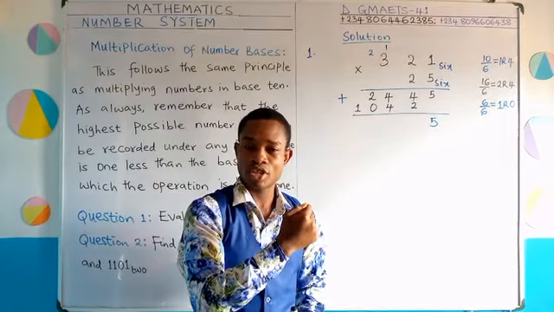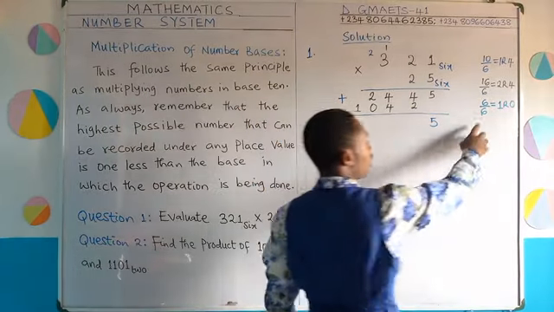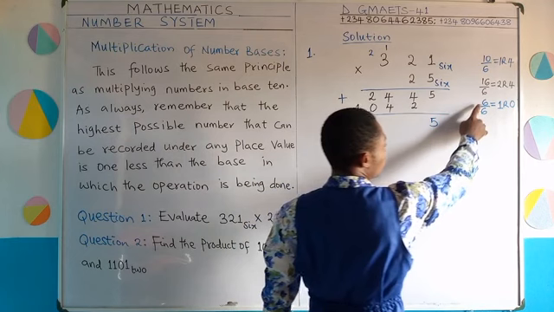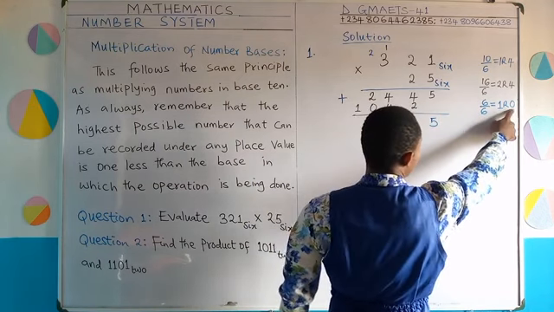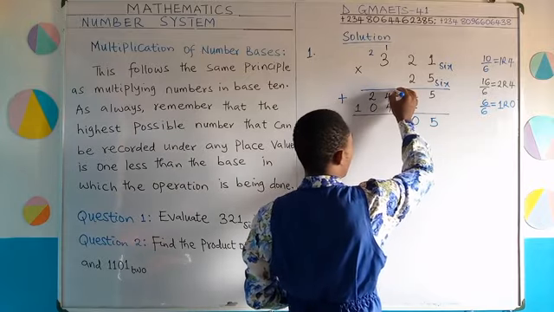Remember, this calculation is done in base 6. You cannot record 6 down there. So you come and check your division. 4 plus 2 gives us 6. 6 divided by 6, you have 1 remainder 0. So you have to record 0 here, which is the remainder, and transfer 1 here.